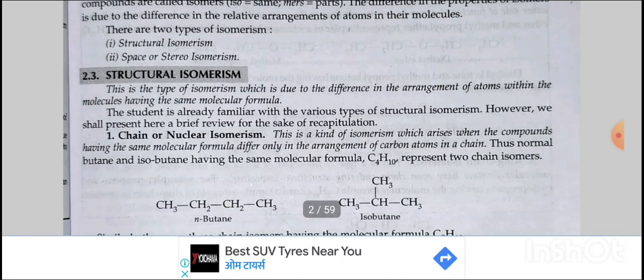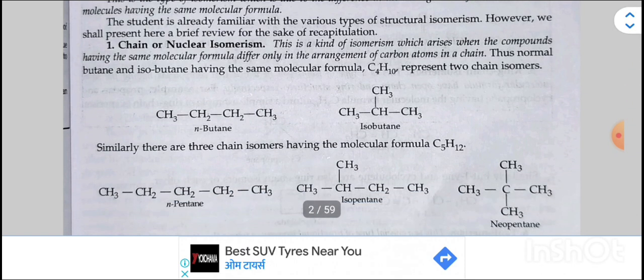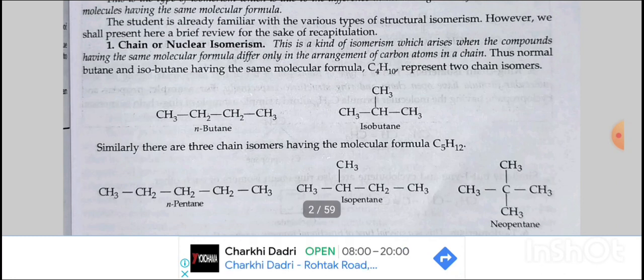Structural isomerism. This is the type of isomerism which is due to difference in arrangement of atoms within the molecule having the same molecular formula. The student is already familiar with the various types of structural isomerism. However, we shall present here a brief review for the sake of recapitulation. Chain or nuclear isomerism. This is a kind of isomerism which arises when the compounds having the same molecular formula differ only in arrangement of carbon atoms in a chain.